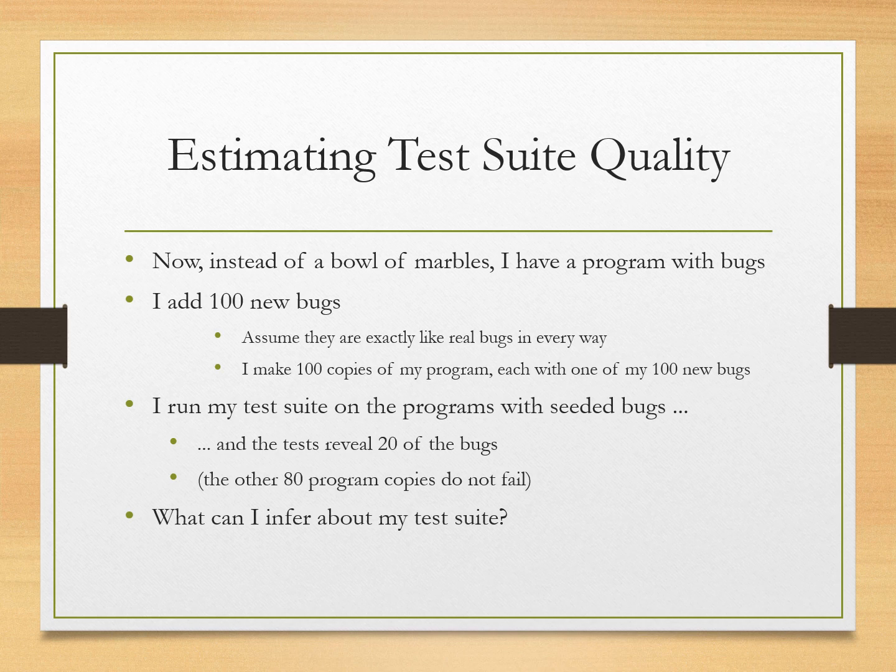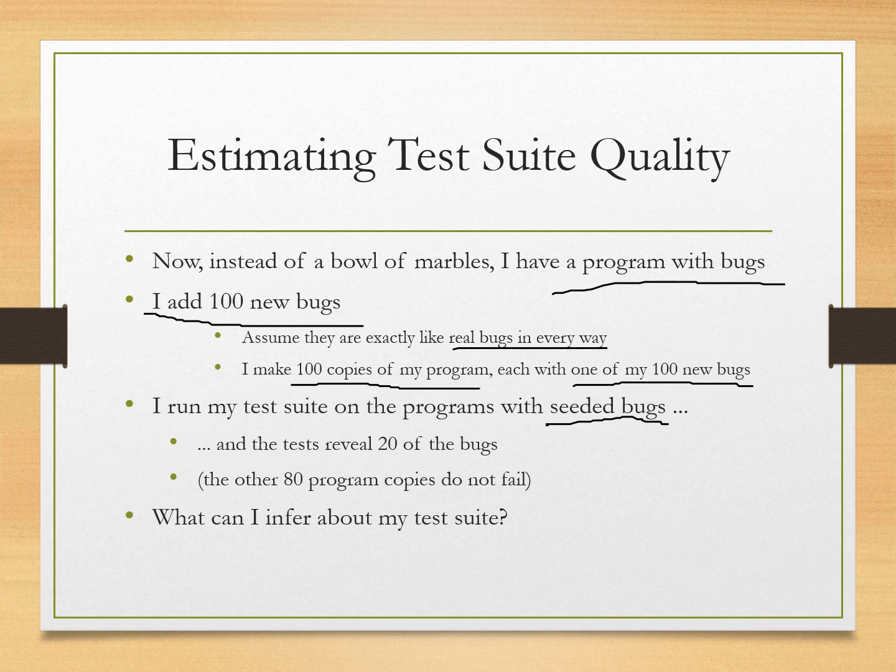Estimating test suite quality. Now instead of a bowl of marbles, I have a program with bugs. I add 100 new bugs. Assume they are exactly like real bugs everywhere. I make 100 copies of my program, each with one of my 100 new bugs. I run my test suite on the programs with seeded bugs, and the tests revealed 20 of the bugs. The other 80 program copies did not fail. What can I infer about my test suite?